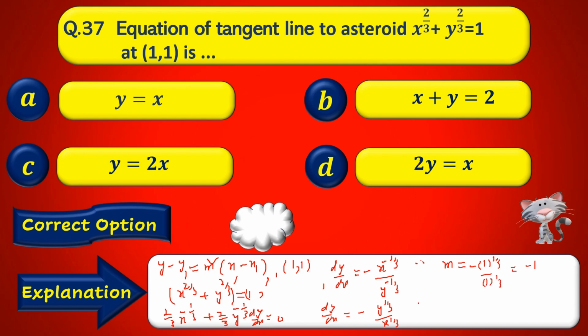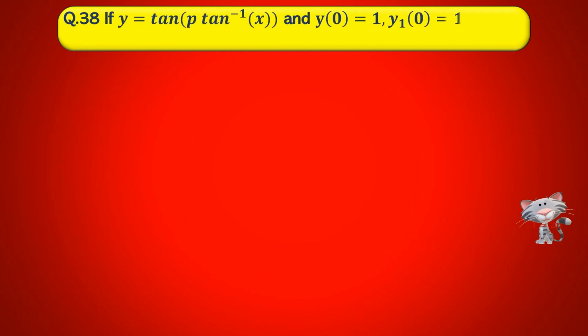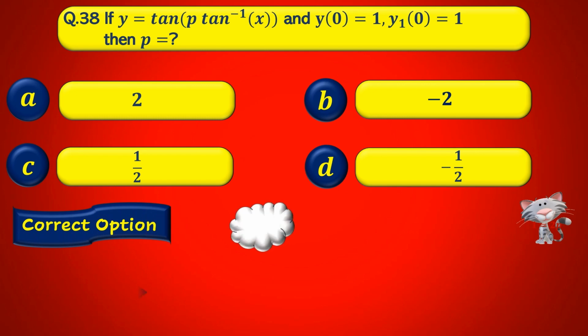Therefore, equation of tangent line is y minus y1, 1, m, minus 1 into x minus x1, 1. y minus 1 is equal to minus x plus 1. It becomes x plus y is equal to 2. Therefore, B is the correct option. Question number 38. If y is equal to this and y(0) is equal to 1, y'(0) is equal to 1, find the value of P. The options are, let's check out which one is the correct option.